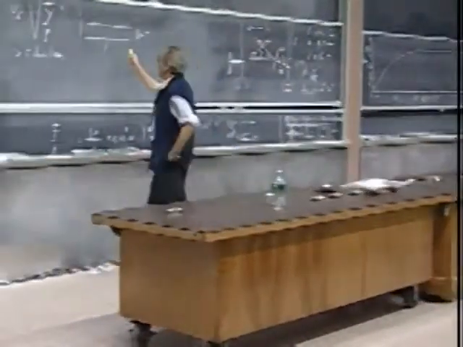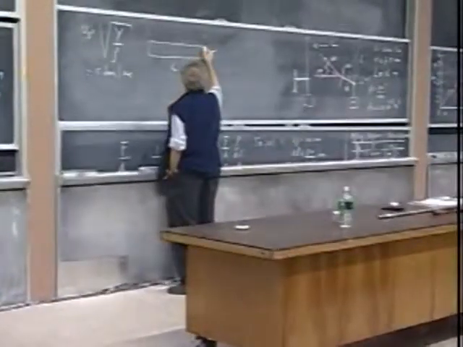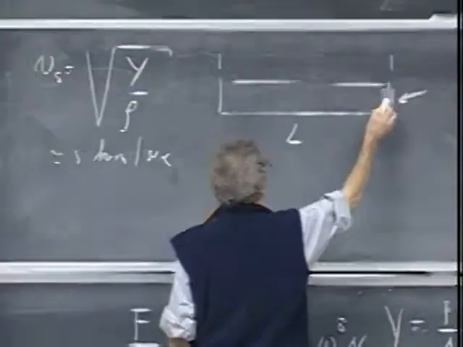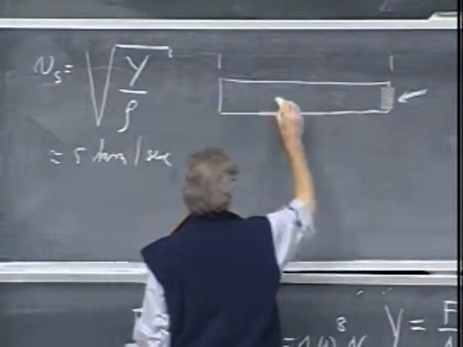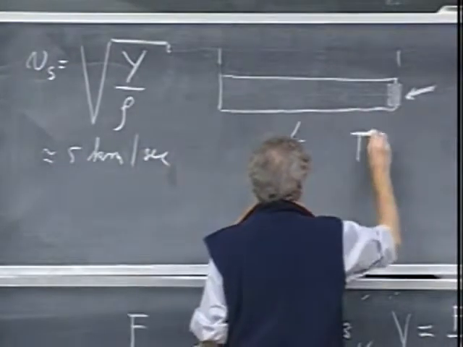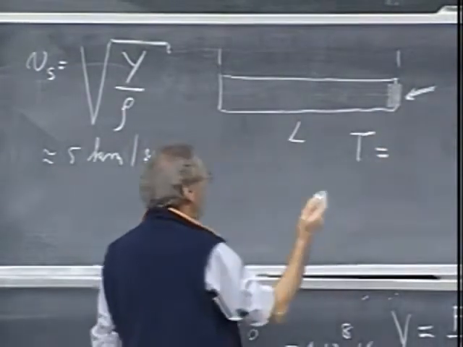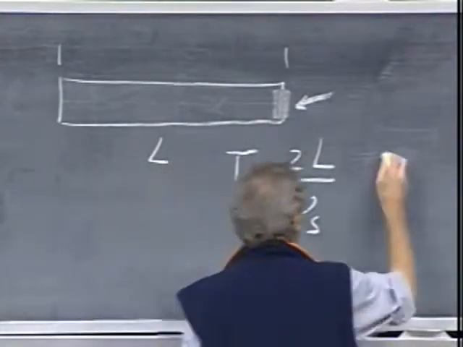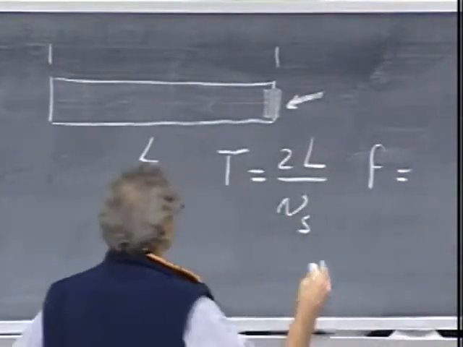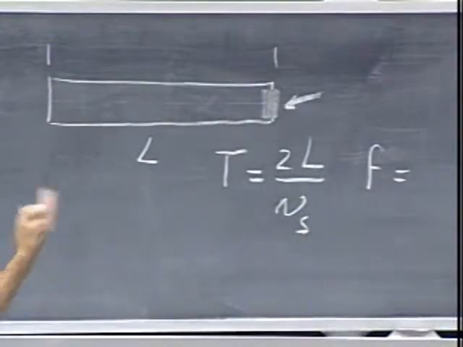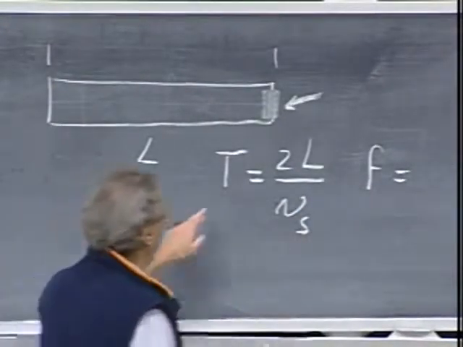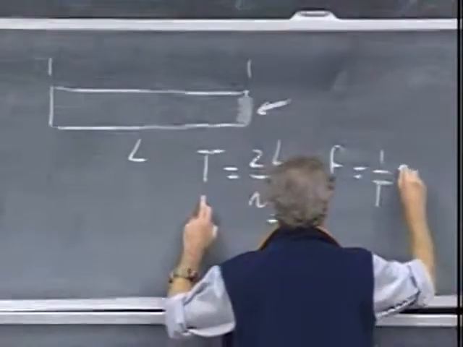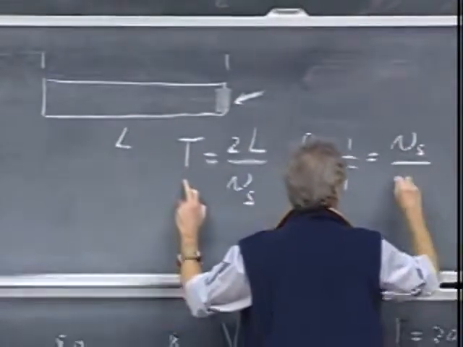If this bar has a length L, this pressure disturbance will start to move to the left, and then it will come back here. So it will have made a complete journey, which I call the period. It has made a complete journey in 2L divided by the speed of sound seconds. And so the frequency at which the bar would like to oscillate when I give it a bang is 1 over T, and that is the speed of sound divided by 2L.